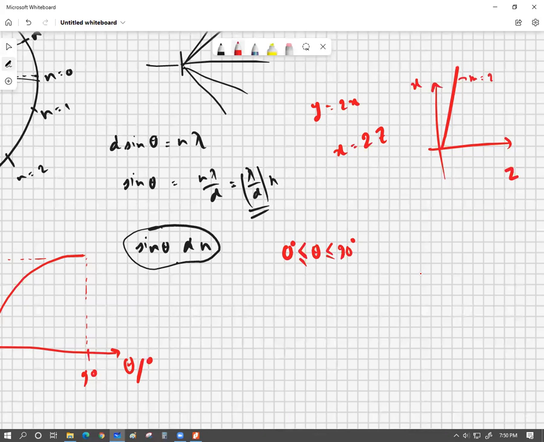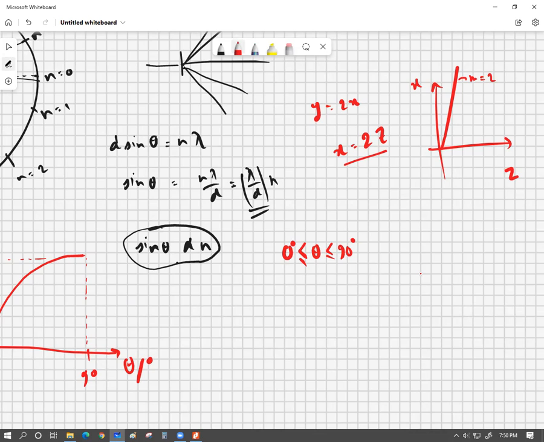Do you understand my point? I have written this equation, and I'm drawing the graph of this equation. If we have an equation x equals 2z, then the graph of x versus z is going to look like this, where the gradient of this line is 2.